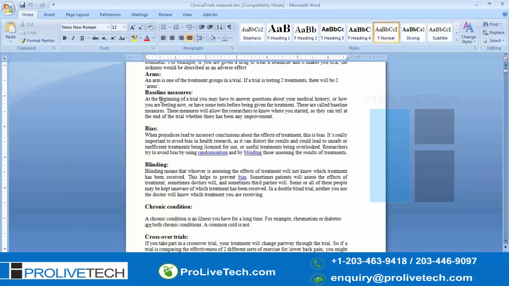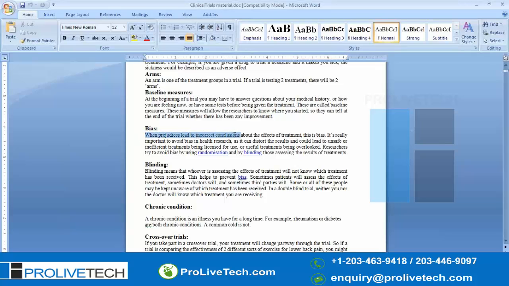But generally, baseline means the measurements that have been taken regarding a particular subject before giving the first dosage of the drug. That means it is the basic information of the subject. Okay. Then we have bias.